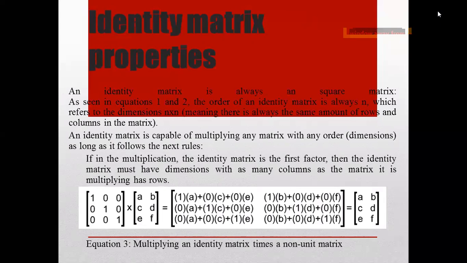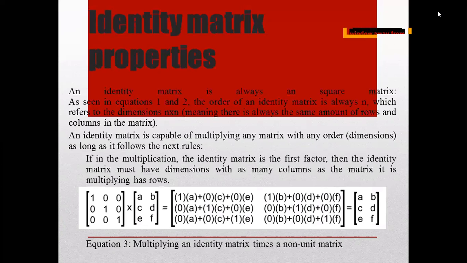Okay, so there is an equal number of rows and columns, which refers to the dimensions n cross n, meaning there is always the same amount of rows and columns in the matrix. So if it's a square matrix, then you can easily understand it. An identity matrix is capable of multiplying any matrix with any order, as long as it follows the rules I have given below. If in the multiplication the identity matrix is the first factor, you can see there are two matrix multiplications. The first matrix is the identity matrix itself.